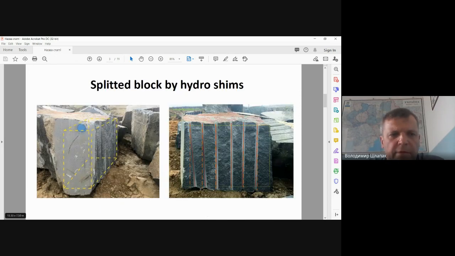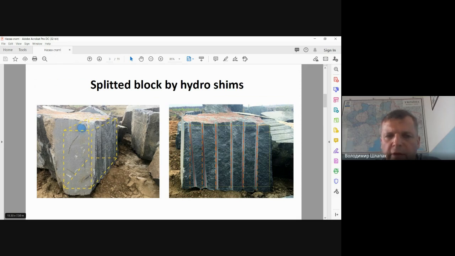All used methods for dimension stone block extraction can be divided into crack forming, split shaping, physical, technical, and combined methods. Still, the most common ones are crack forming and split shaping. One of these methods is shown on this slide. Extraction of natural stone blocks has a large amount of drilling. The quality of drilling operations determines the effectiveness of further operations for splitting blocks from the massive.